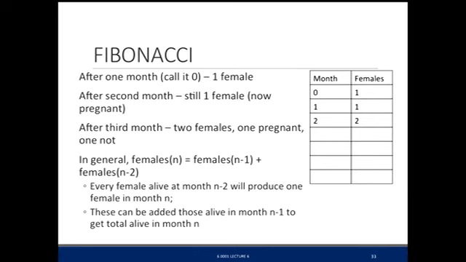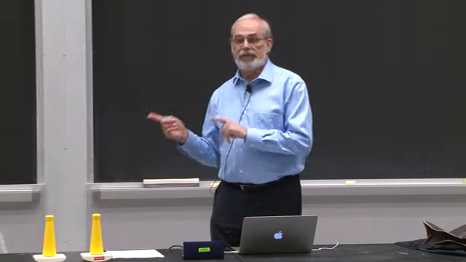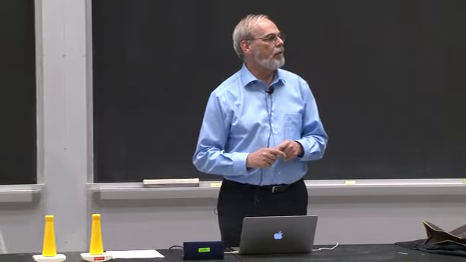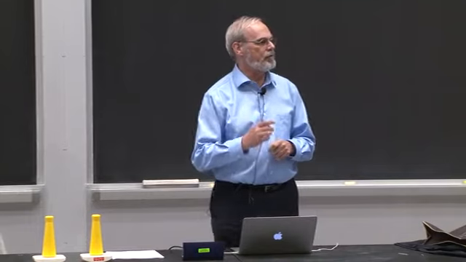And any female that was around last month is still around because they never die off. So this is a little different. The number of females at month n is the number of females at month n-1 plus the number of females at month n-2. So 2 recursive calls, but with different arguments. Different from Towers of Hanoi, where there were 2 recursive calls, but with the same size problem.